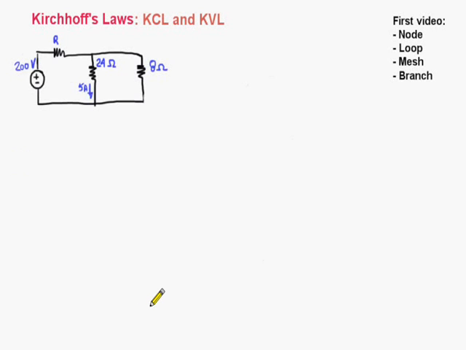Kirchhoff's laws. This is our second video about Kirchhoff's laws. In the first video, we learned what a node, a loop, a mesh, and a branch are, and how to identify those things in the circuit. In this video in particular, we are going to solve some numerical examples using Kirchhoff's laws, KCL, Kirchhoff's current law, and KVL, Kirchhoff's voltage law.